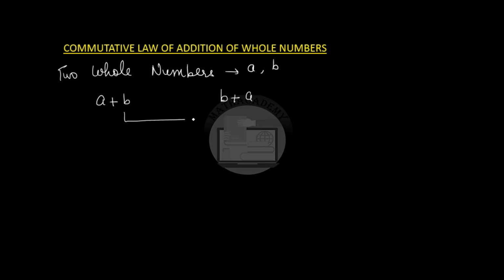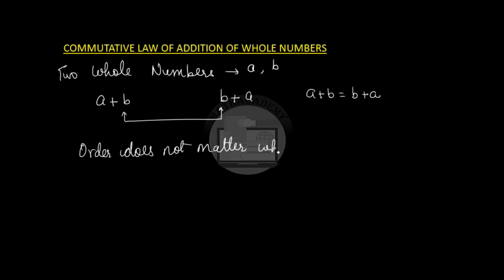Now let us go to the next property, that is the commutative law of addition. Commutative law of addition says that if you have two whole numbers, A and B, so if you try to add A plus B and if you try to add B plus A, then both of them are same. They will give us the same result. So commutative law of addition says that A plus B is same as B plus A. The order doesn't matter when we add two numbers. Okay, so order does not matter while adding the numbers. And this property is known as the commutative law of addition.